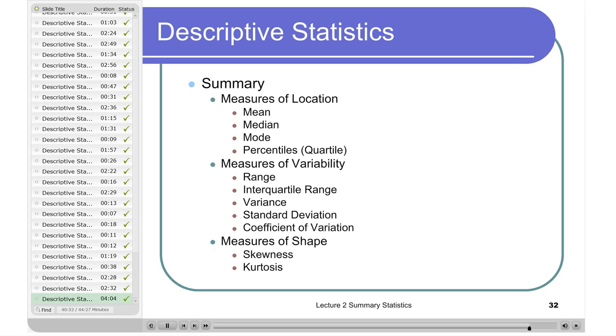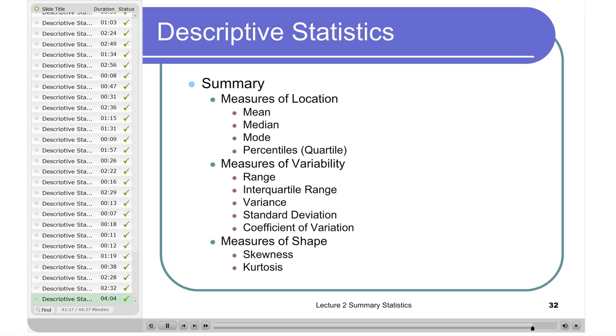Percentiles are the points in a data set that divide it based on certain percentages. For example, we talked about how the 90th percentile would divide the lower 90% from the top 10%. And this leads to the concept of quartiles, which are just the points in the data set that divide it into quarters. So those are all measures of location. They tell you where the important features of the data set are located.